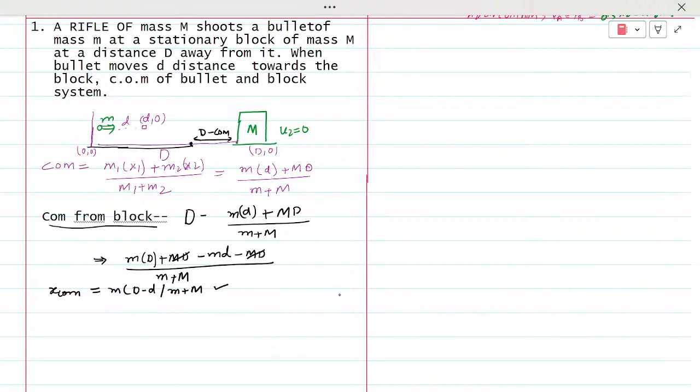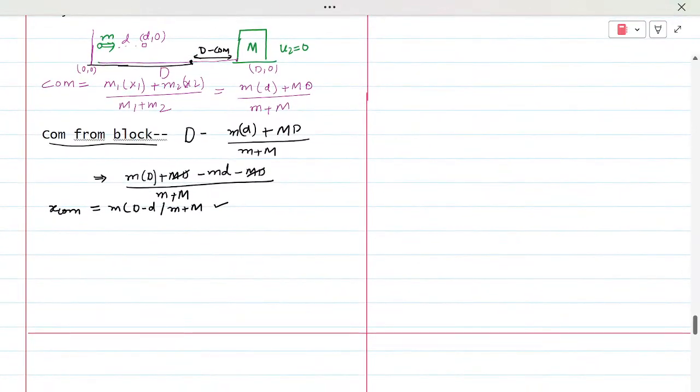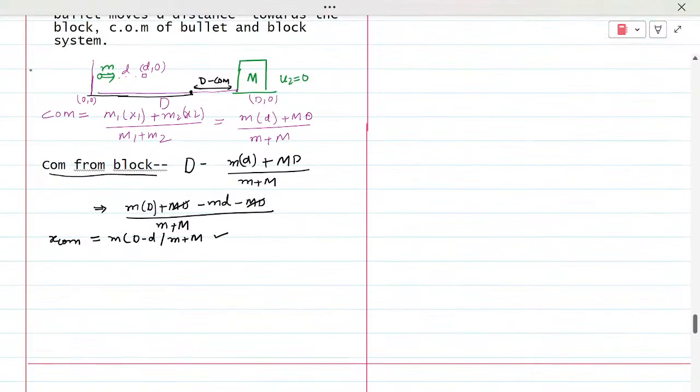Welcome back, guys. So this is one question. The next question is, from the rifle they are asking. So the distance from the rifle is already MD. This is from the rifle.